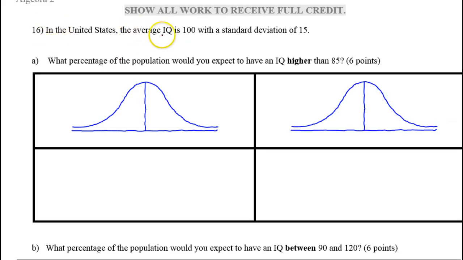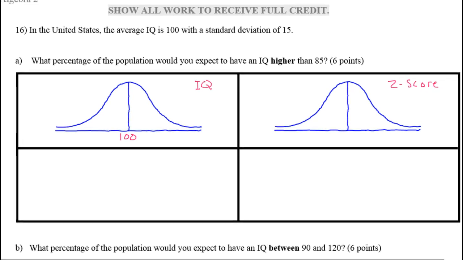In the United States, the average IQ is 100 with a standard deviation of 15. What percentage of the population would you expect to have an IQ higher than 85? Well, if the average is 100, that's going to go here. Average and mean are the same thing. So we're dealing with IQ scores here, so I'll label the chart. Now this chart over here is going to be, of course, z-scores. And the mean is always going to be 0 for those.